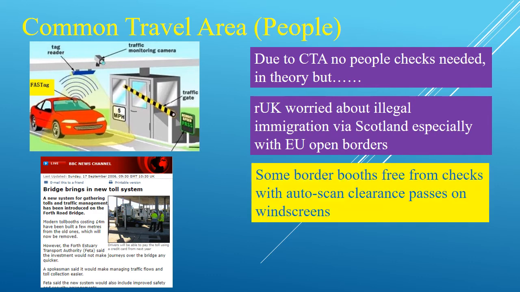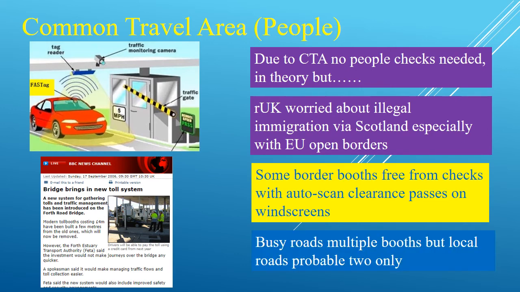Some borders would obviously be free of checks, although some would need, if you haven't got a scan card, you'll have to stop and get your passport or your driving licence looked at. Busy roads, the four mentioned earlier, would have to have multiple booths, but quiet back roads and local roads would only need two in each direction, one for free transit, one for goods.